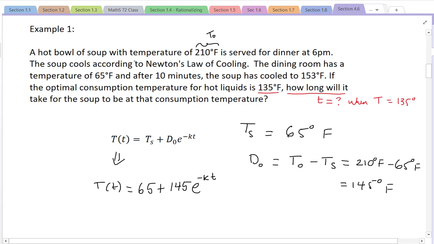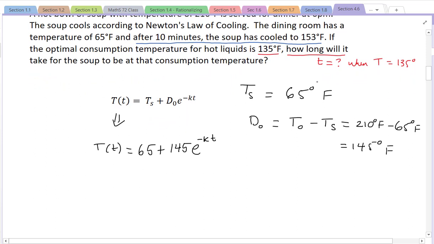So, a hot bowl of soup with temperature 210, and so on. The soup cools according to Newton's law of cooling. Okay, so we have that set up. Here's the piece of information we need: after 10 minutes, when t is 10, the soup has cooled to 153 degrees. So that's what we need to find k.